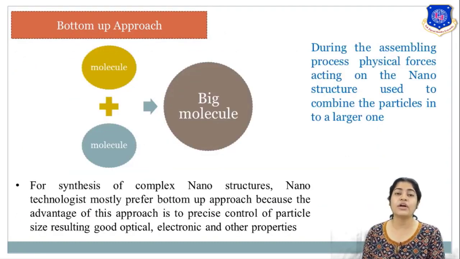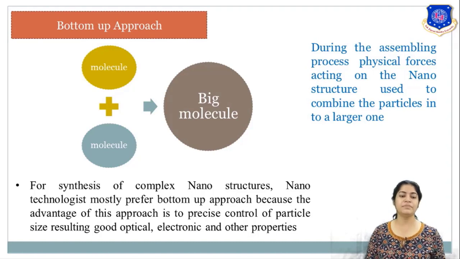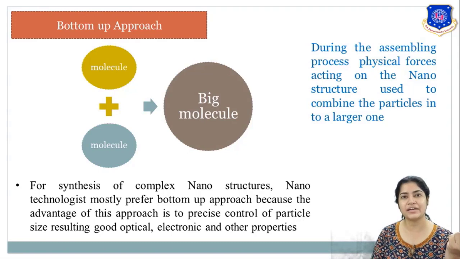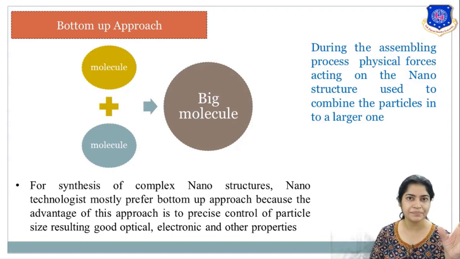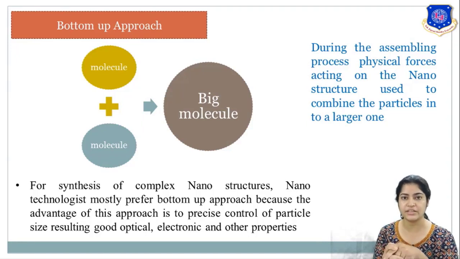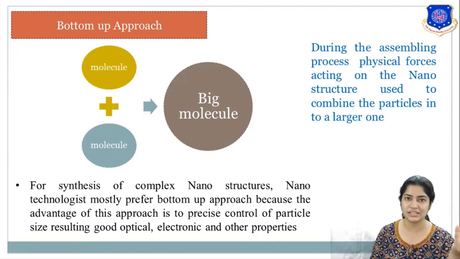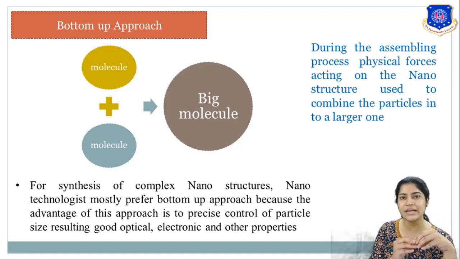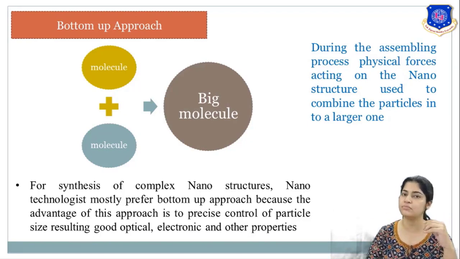Next is the bottom-up approach. From the figure you can see that I have two small molecules or atoms, which are the smallest entities. When these two molecules or atoms merge together, you get a big molecule, a cluster. So that is your bottom-up approach. From the smallest entity you are building up to a bigger molecule.